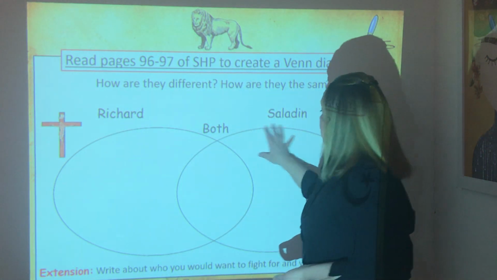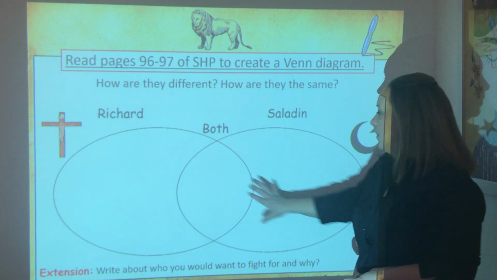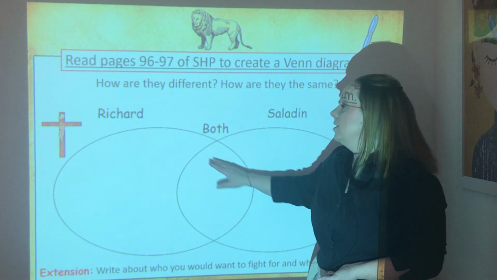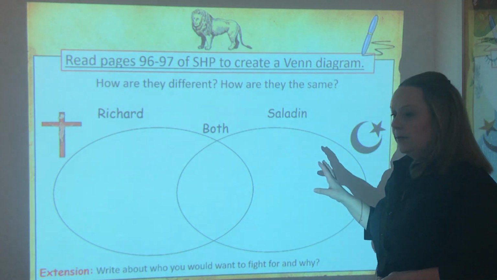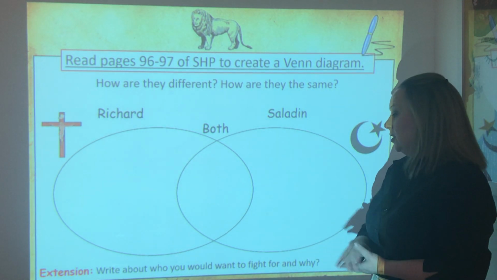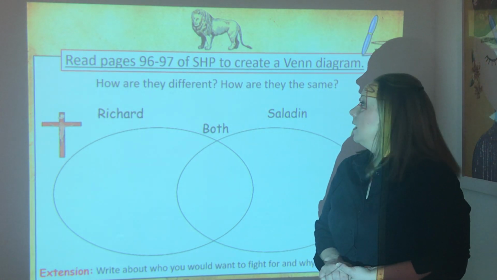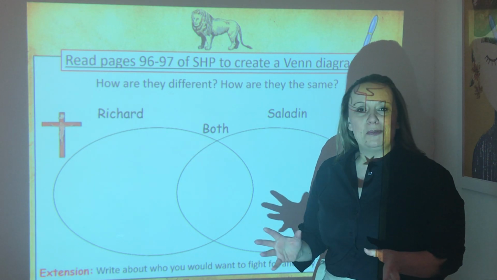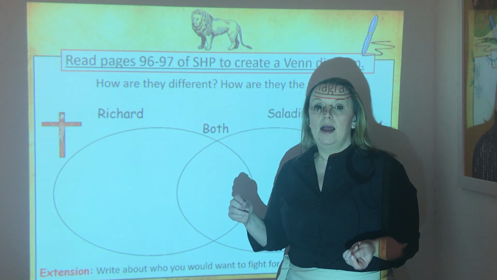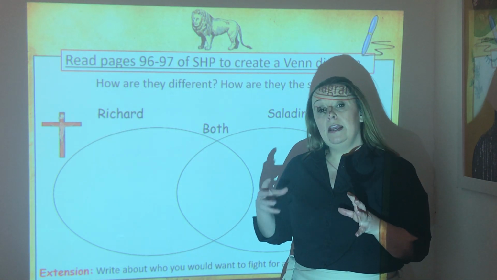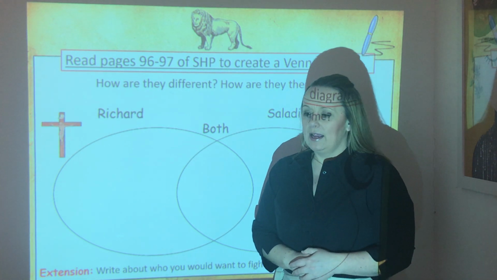This Venn diagram should really be full, but what the challenge might be, this bit will be easy to fill. Maybe the challenge will be putting really relevant, appropriate things in these sides. Okay, and then you've got an extension there. Write about who you would want to fight for and why. So I'm going to pause, you can pause the video now and you can get on with that Venn diagram if you want to away from the screen. If not, you could watch this whole video and then you've got your work that you can get on with.